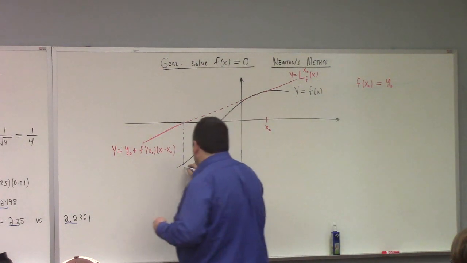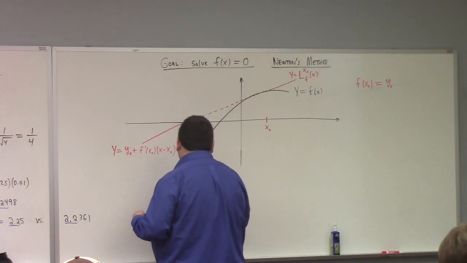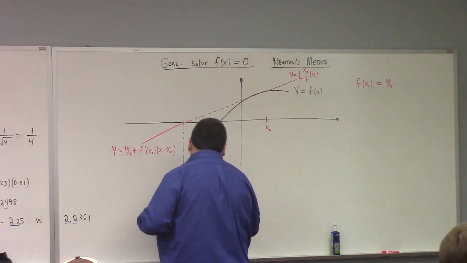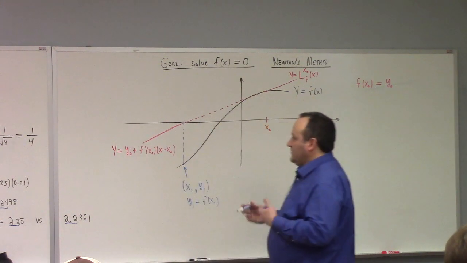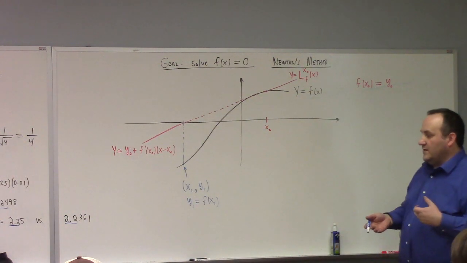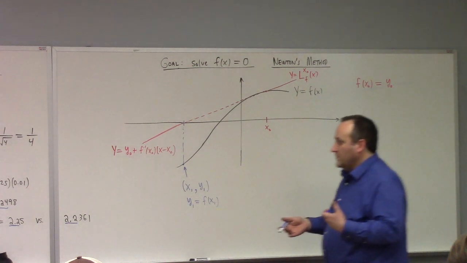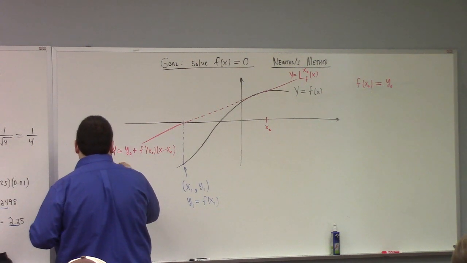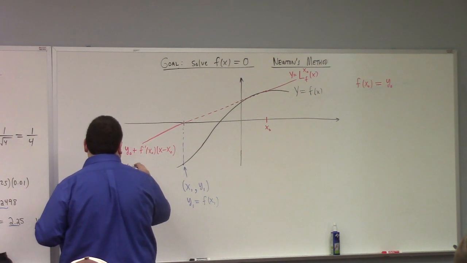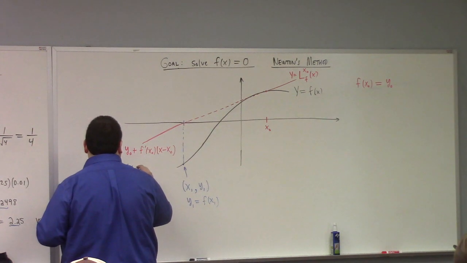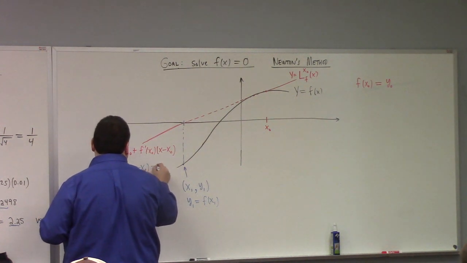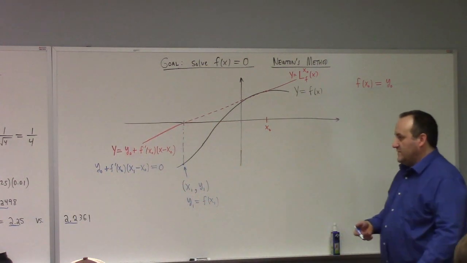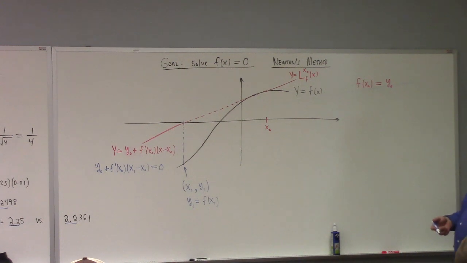So this point here would be x1 comma y1, right? Now y1 would be f of x1. What's x1 equal to? x1 is what you get from solving the red equation equal to 0. So if we take y naught plus f prime of x naught times x minus x naught, we'd have x1 minus x naught is equal to 0. That defines x1. It's the value which puts us to 0 for the red tangent line. Solve that for x1, what do you get?